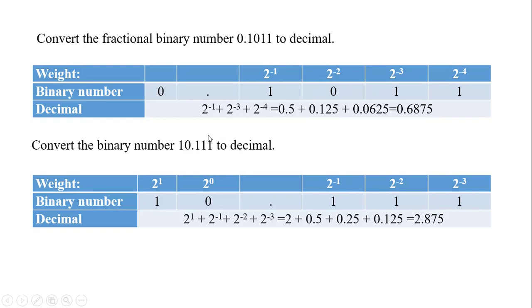Convert the binary number 10.11 to decimal. Again, this is the binary number. To convert it to decimal, multiply each digit with its weight or add the weights where there are 1s. So this is the equivalent decimal number, 2.875. The sum is the desired decimal number.